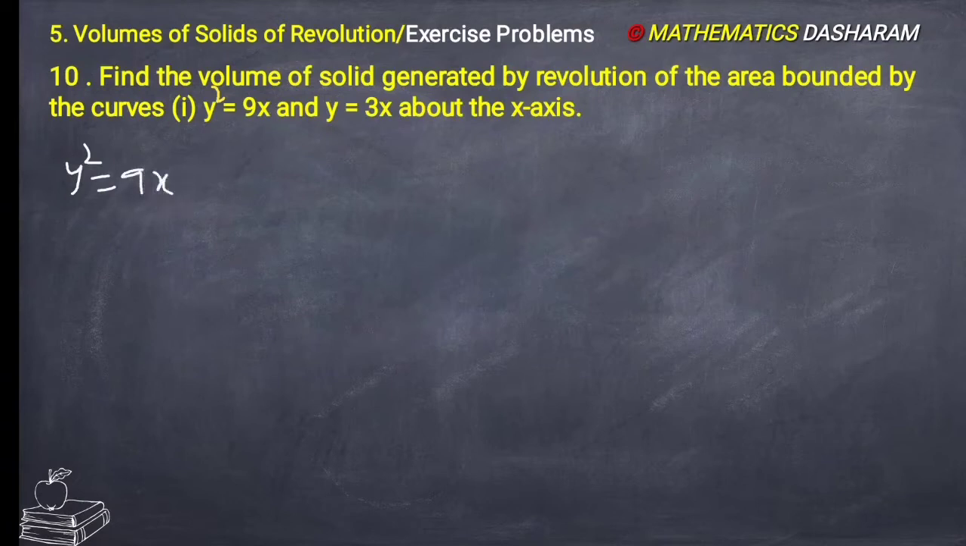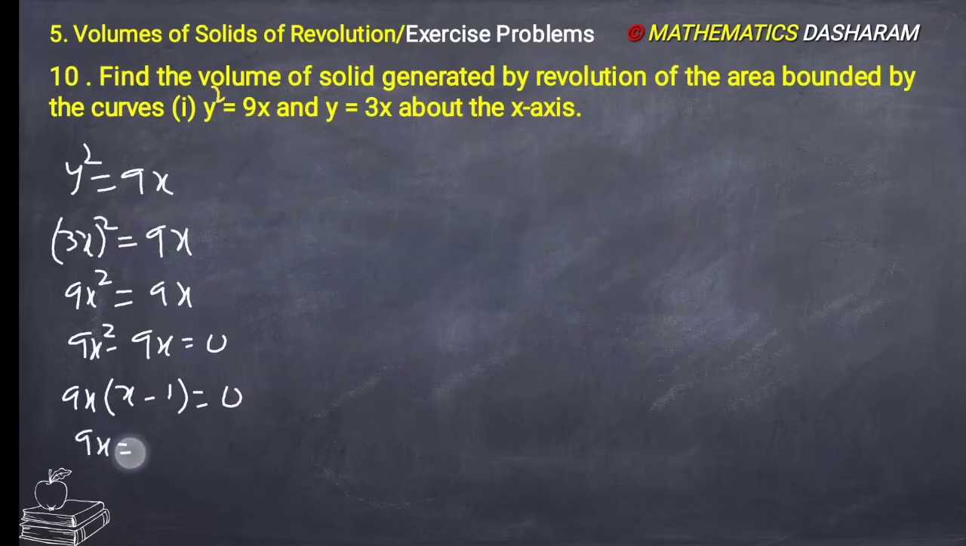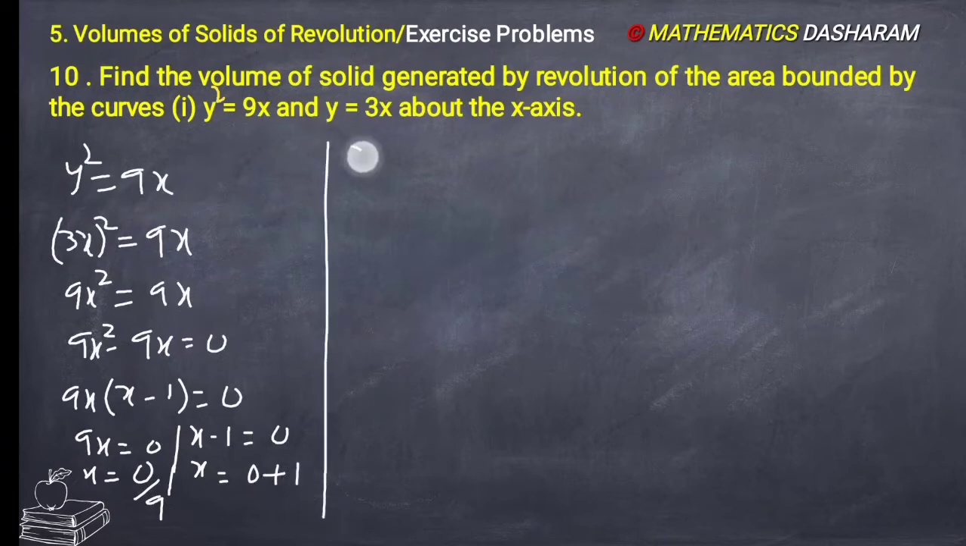y square equals 9x. In this, substitute the y value, that is 3x. So 3x whole square equals 9x. 9x square equals 9x. 9x square minus 9x equals 0. Then take 9x common, x minus 1. So 9x equals 0, x minus 1 equals 0. Here x equals 0, and x equals 1. So the x values are 0 and 1.